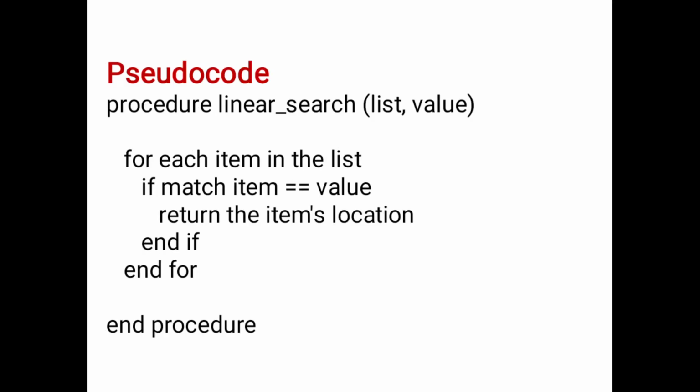The next one is pseudocode. The pseudocode is a very simple concept. If the matching item is exactly equal to the value in the array, then return its location. So that is the end of the process.